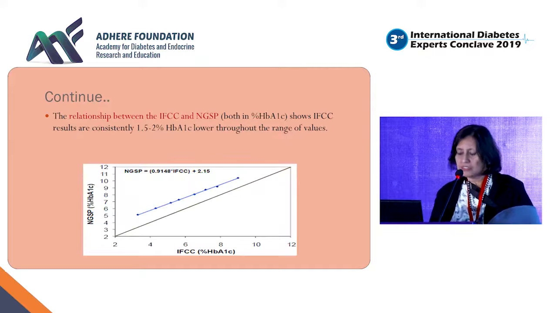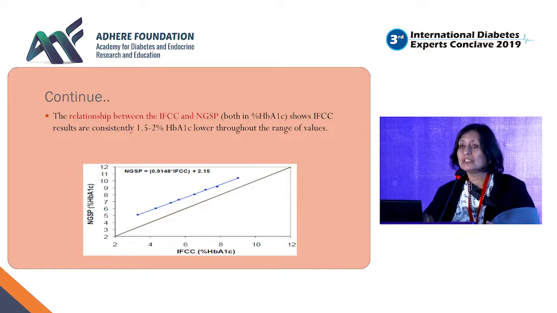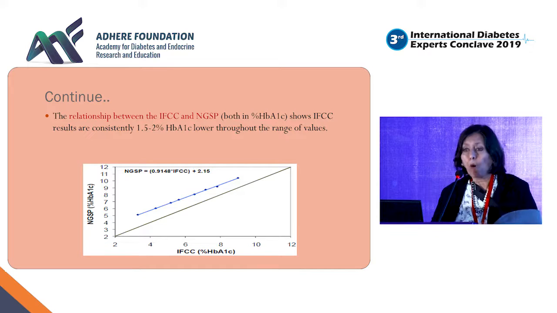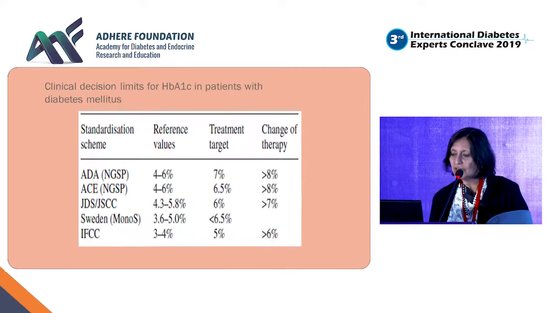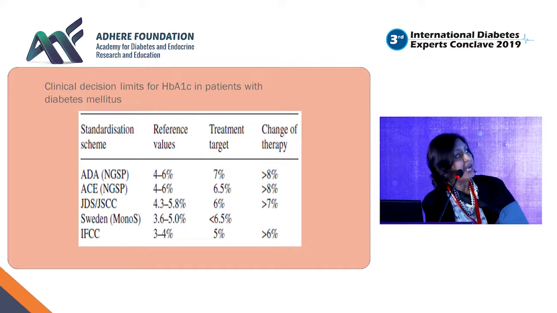And if you look at this, this is NGSP versus IFCC, which clearly shows that there is a bias between the two, which goes across all levels of HbA1c interpretation. Now, this is again to show you the clinical decision limits of various methods. And if you see, it varies from 4.67 and more than 8% for therapy to 3.45 and more than 6.